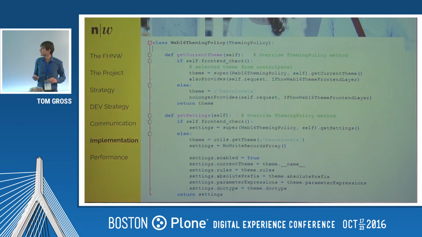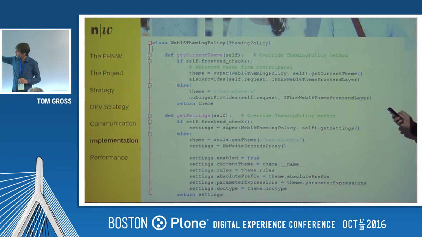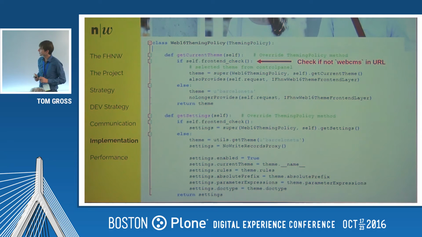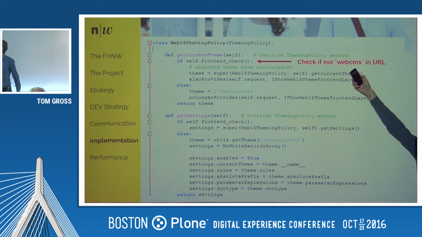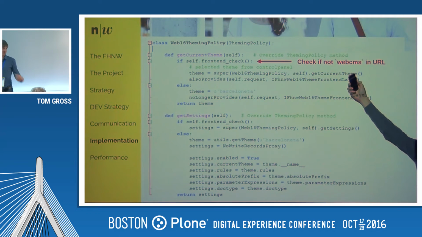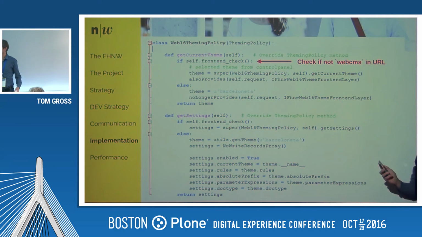And what we did is we override two methods: get current theme and get settings. And we have a method, the front end check, and we check for a pattern in the URL. This is a web CMS. If web CMS is in the URL, we go to the backend.